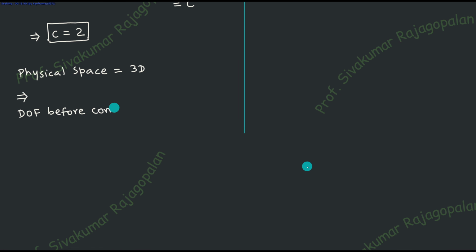Okay, once that is clear, then what we will do is, we will now write down like this. The degrees of freedom before constraint and after constraint. That is the distinction that I am trying to explain. Now here remember one thing, that the degrees of freedom before constraint is always this 3. This 3 only you have to write here.